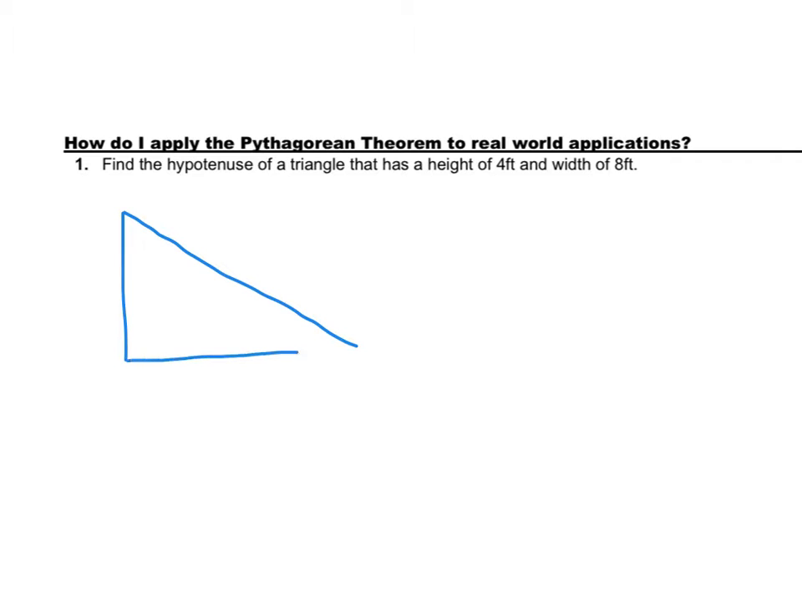All right, so here's my right triangle. Let's label our A and our B. Remember, those are the two sides that make up the right angle. And then our C is always the side that's across from that right angle. So we're looking for the hypotenuse, so we're looking for the C. It has a height of 4, and it has a width of 8.